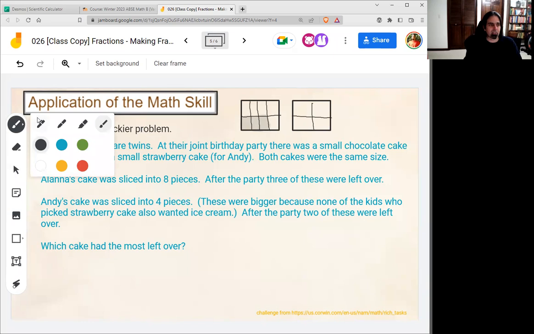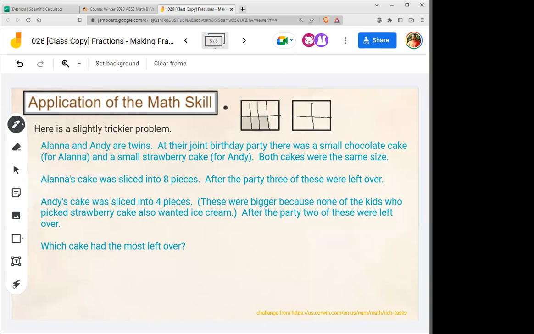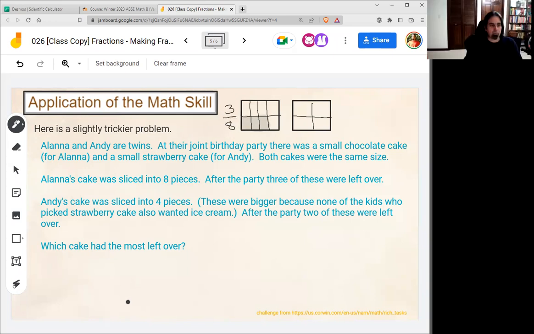How would we write that as a fraction? 3/8. After the party, the other cake was only in quarters because the people who wanted strawberry for some reason didn't want ice cream, which makes no sense to me, but I did not invent this problem. And after the party, 2 of these pieces were left.